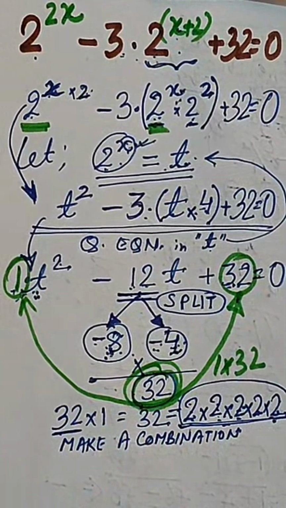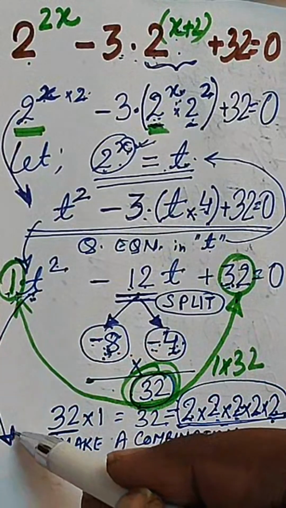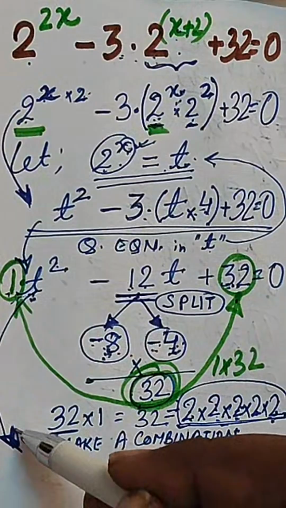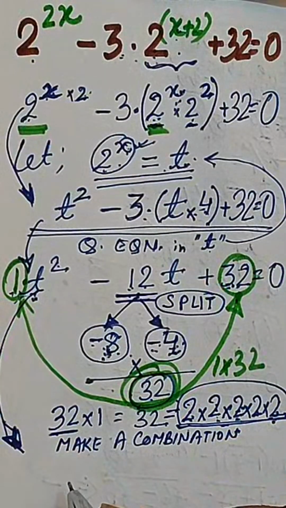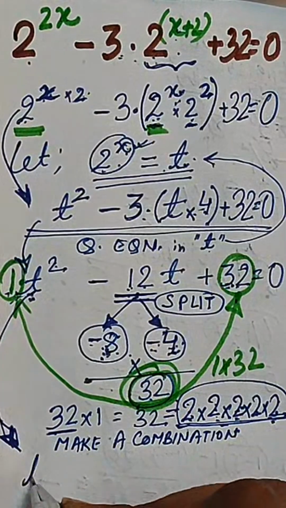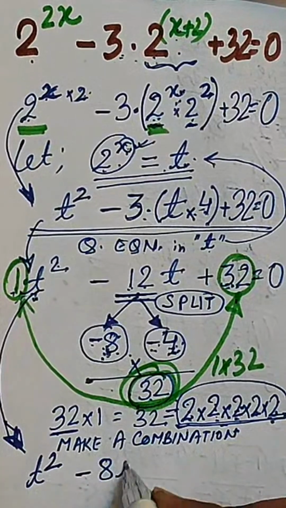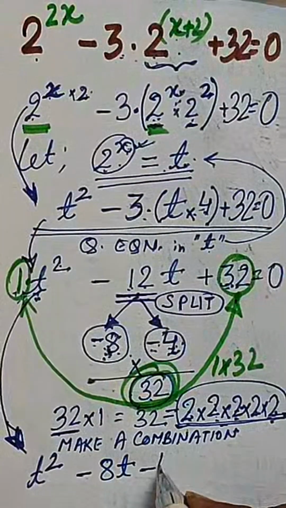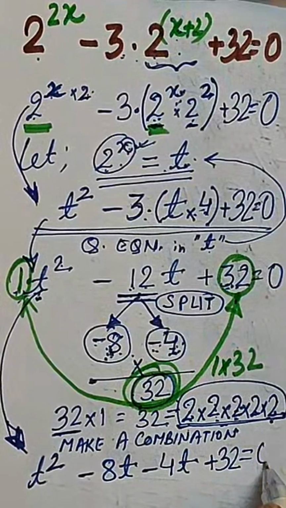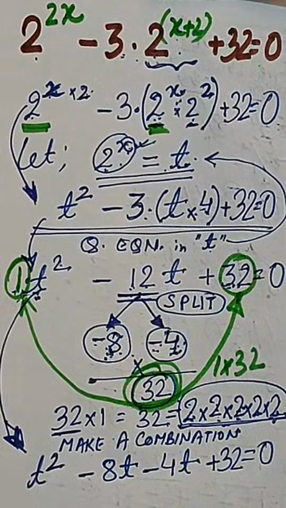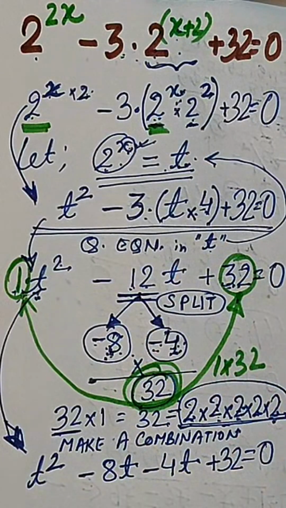Now, the above quadratic equation can be written as t square minus 8t minus 4t plus 32 is equal to 0, right? Because the middle term minus 12t is split, right?